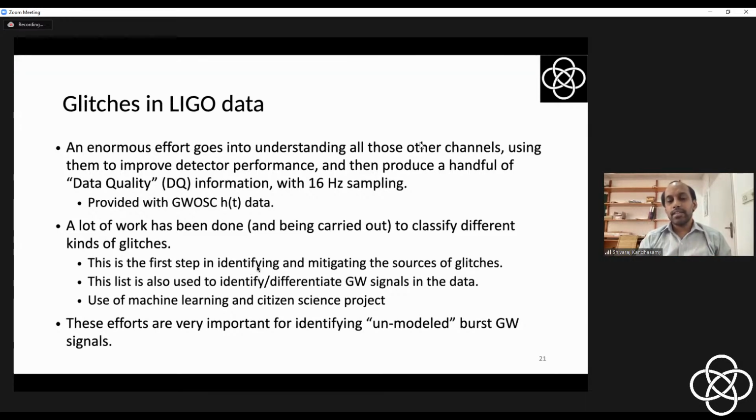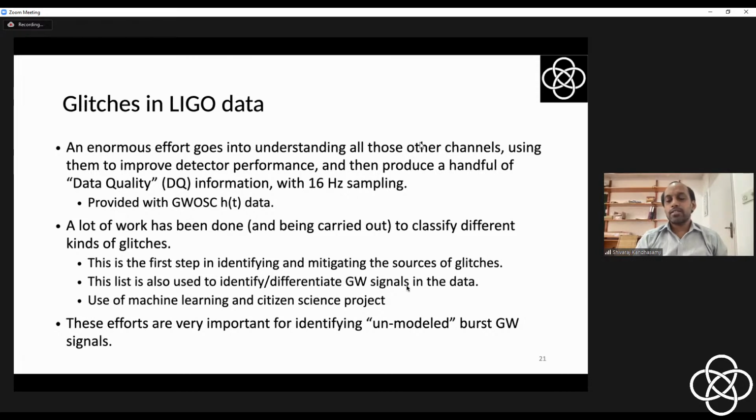If you find that some category of signal happens many times, for example, if the signal only happens in the daytime, then we can say that maybe something that happens in the daytime produces these signals, and then we can go and look for sources of that kind. So the first step in removing these glitches is to identify them in the data and classify them into some common categories. That is what is happening now in the collaboration.